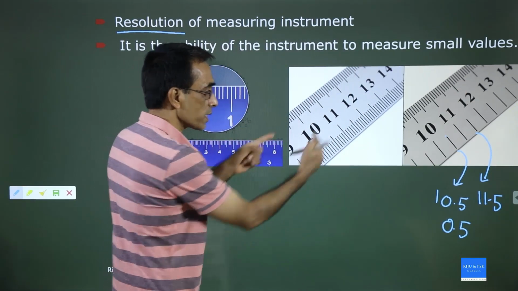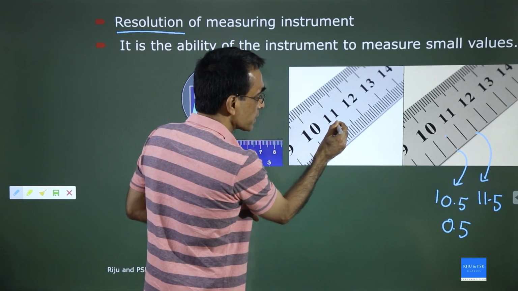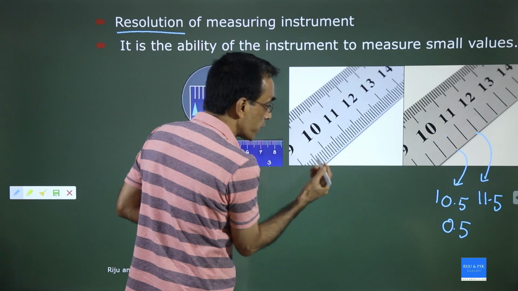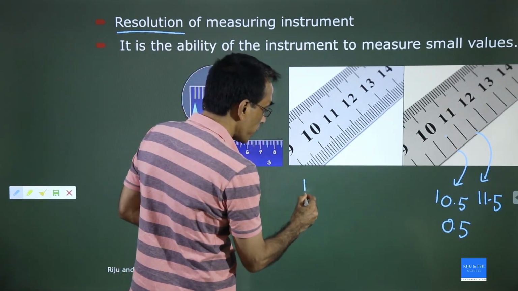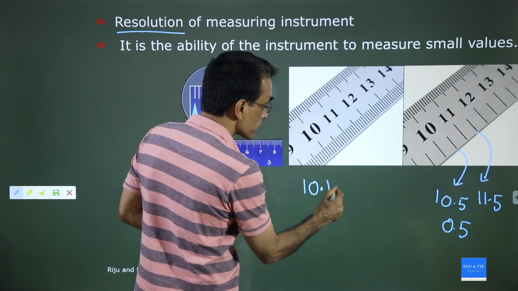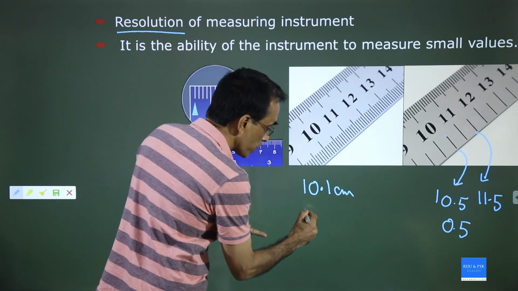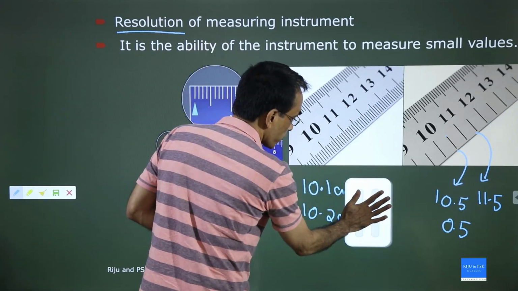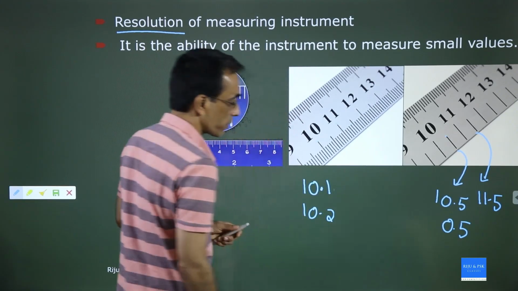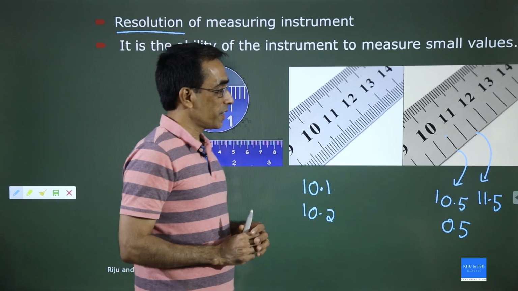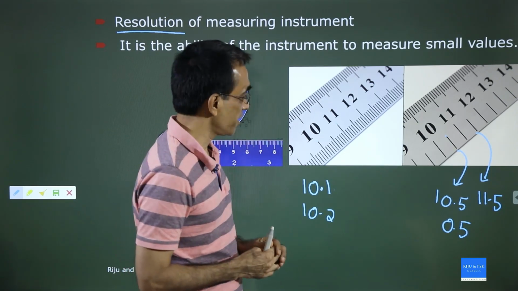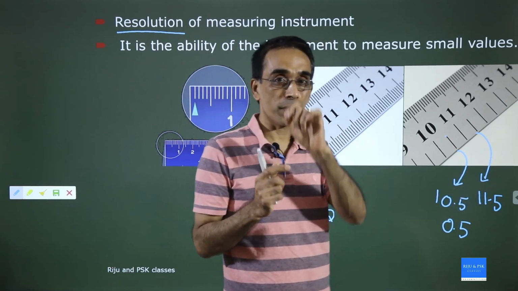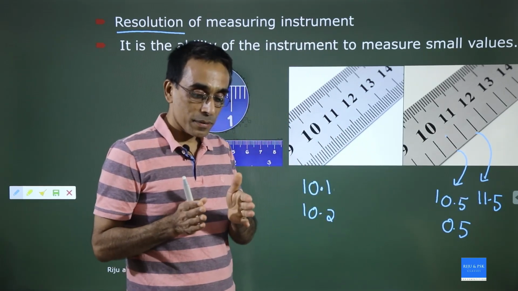And here the same thing, this is 10, this is 11, but in between there are 10 divisions. So after 10, what is the next possibility of reading? After 10, you can measure 10.1 centimeter. After that one, you can measure 10.2 centimeter. Whatever be the unit given, 10.1, then 10.2. Fine. Okay, समझ में आया? This can measure 10, 10.5, 11, 11.5, etc., an interval of 0.5. But this can measure 10, 10.1, 10.2.